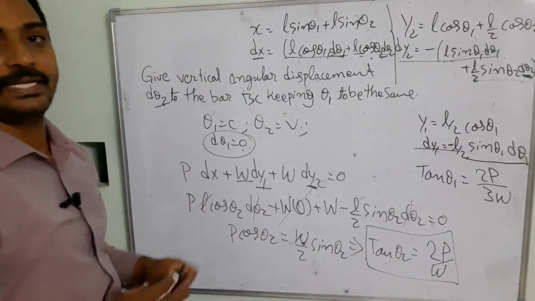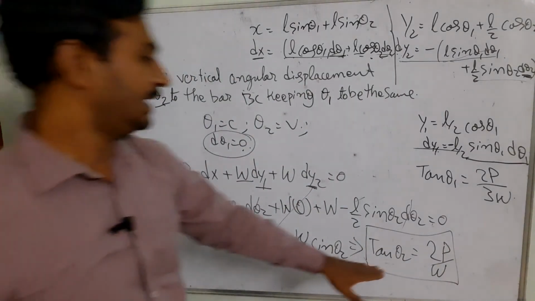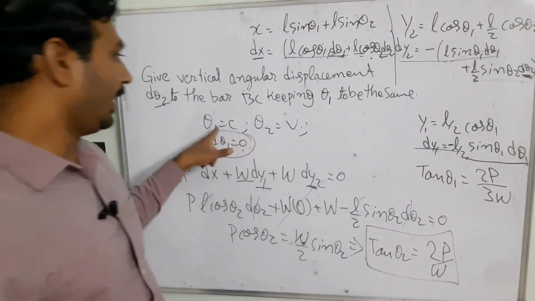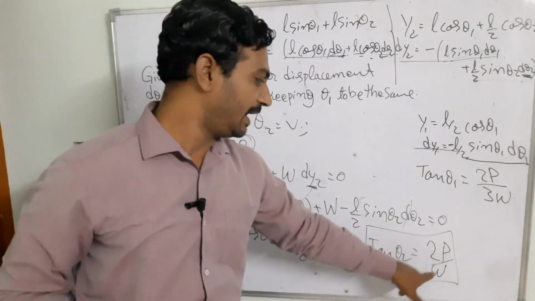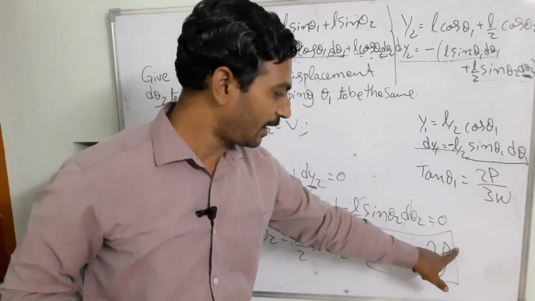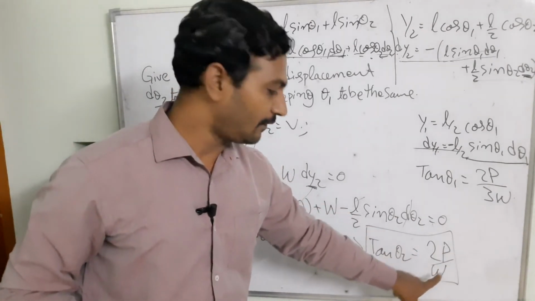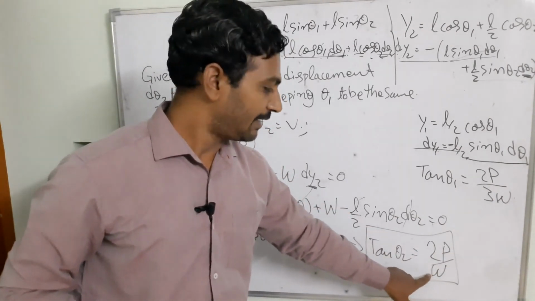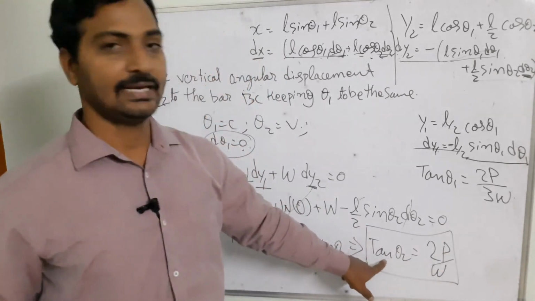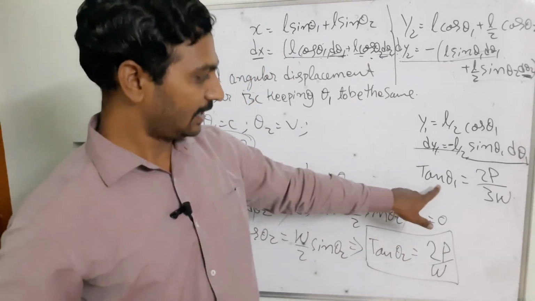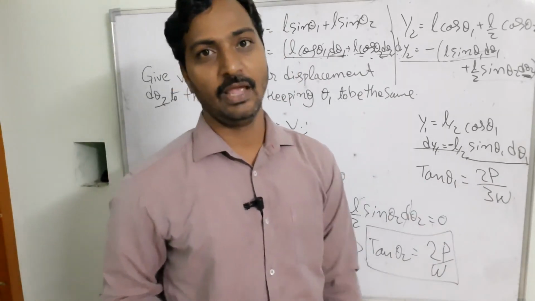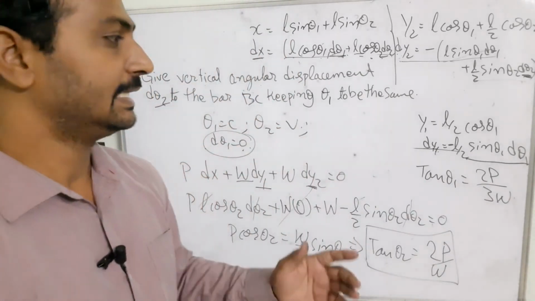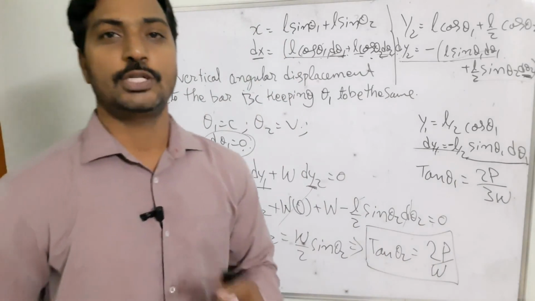So there we can see, when only the displacement theta 2 varies and theta 1 is constant, we get tan theta 2 equal to 2P by W. If you know the value of the applied force in the horizontal direction and the magnitude of W, then we can calculate theta 2. And similarly, tan theta 1 is equal to 2P by 3W, we got it. This way, we calculate theta 1 and theta 2 by using the virtual work method.